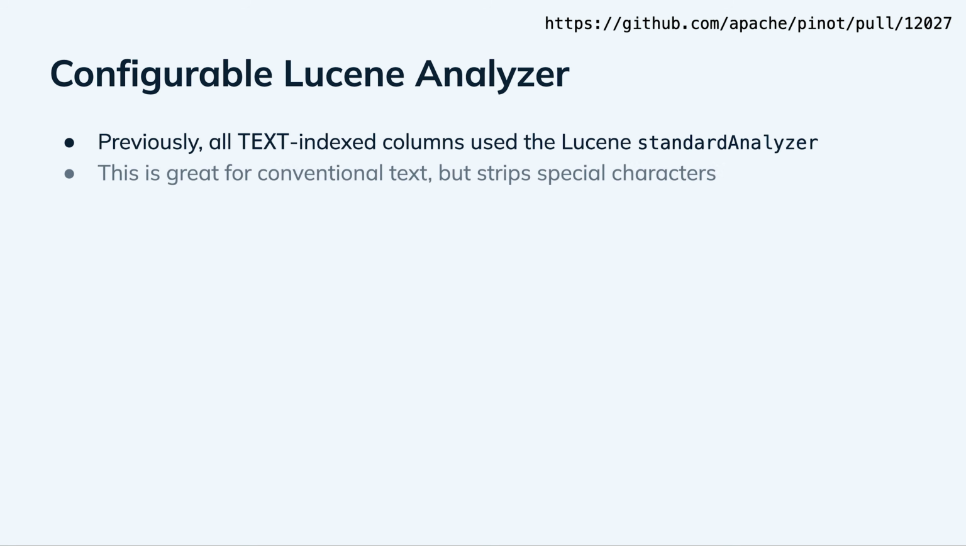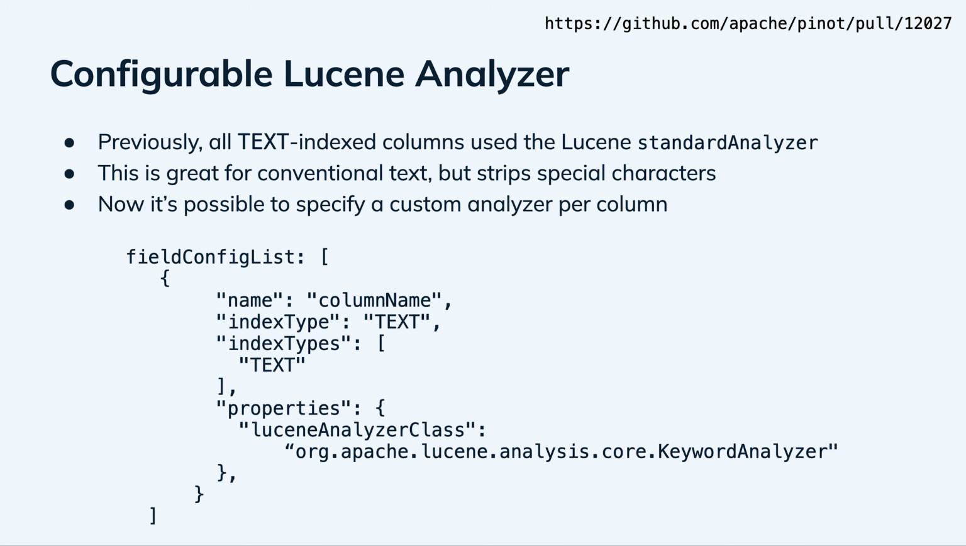Well, what if things are a little funny and you've got special characters that matter and you still want to use search? Well, now it's possible to specify a custom analyzer per column, and that looks like this. Now you have the new Lucene analyzer class property of a field configuration. Remember, we're defining an index on a field, so we're modifying the text index to say, don't use the standard analyzer. I'll give you a fully qualified class name of the analyzer I want you to use, and the problem is fixed. You've got that flexibility now in text columns, which can be a great thing.